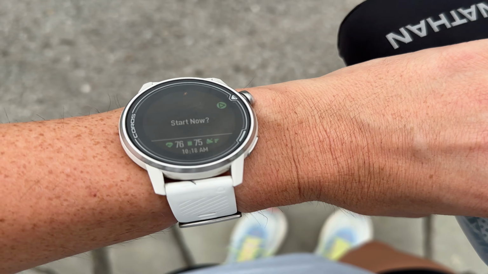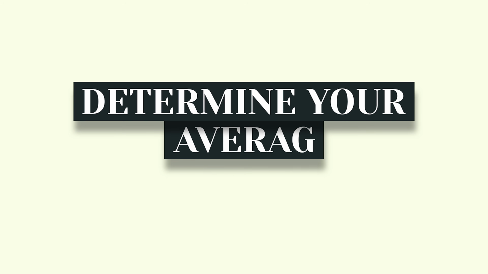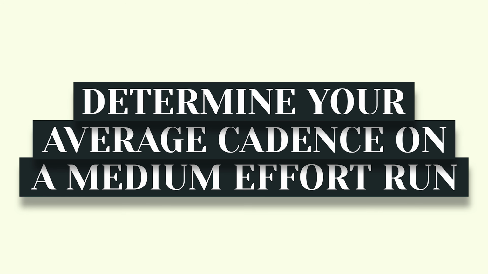Number one, your running watch is going to be your best friend if you have one. Pretty much any running watch, even the cheapest ones, will calculate your cadence. So what you're going to do is go out for a run, could literally be a quarter mile, half mile, just to get that average cadence on what feels to you like a medium effort run.